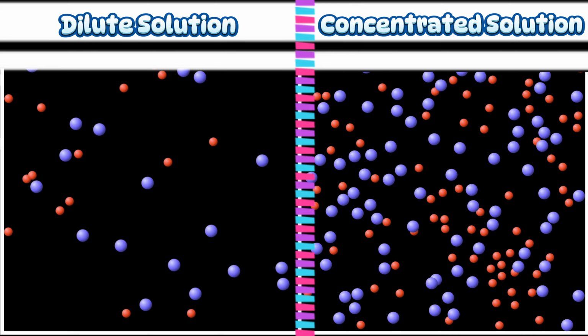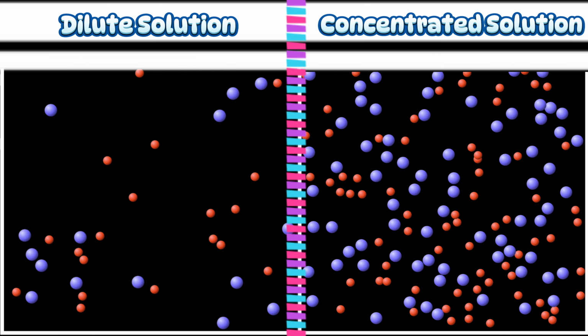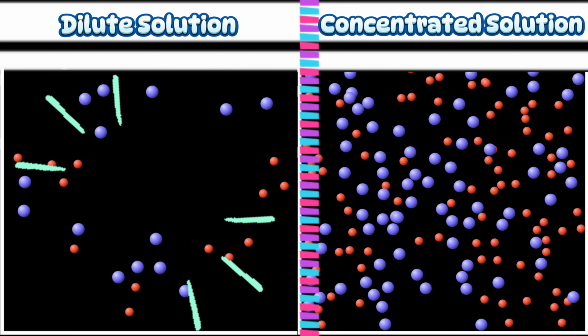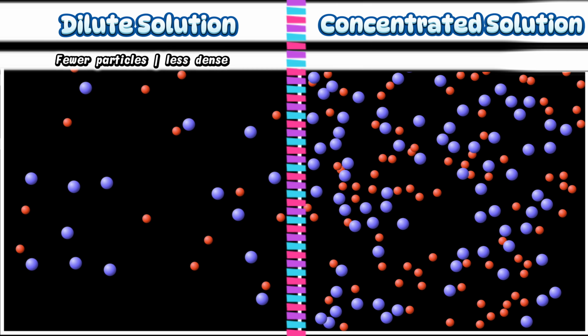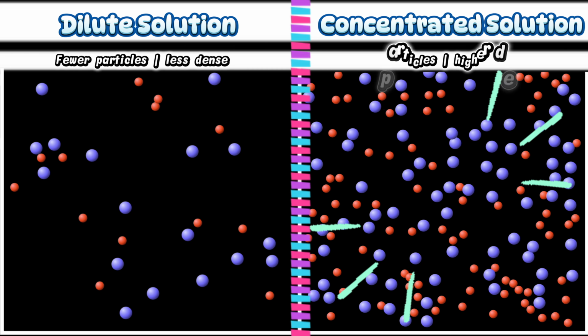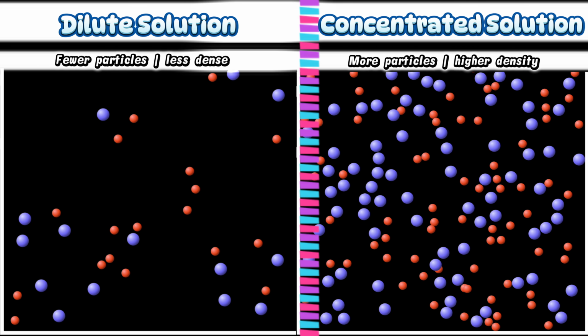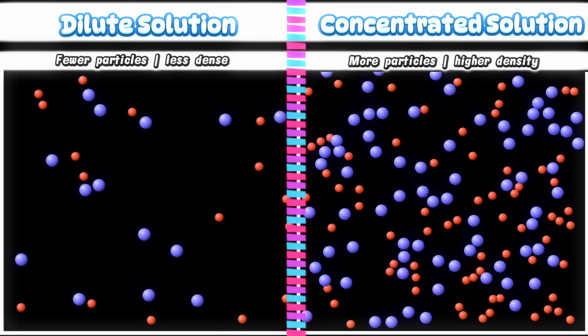But why should concentration affect the rate of reaction at all? Concentration refers to the number of reacting particles in a given volume of solution. In a dilute solution, there are fewer acid particles in the same volume. In a concentrated solution, there are many more acid particles packed into that same space. This difference in particle density plays an important role in determining how quickly a reaction occurs.